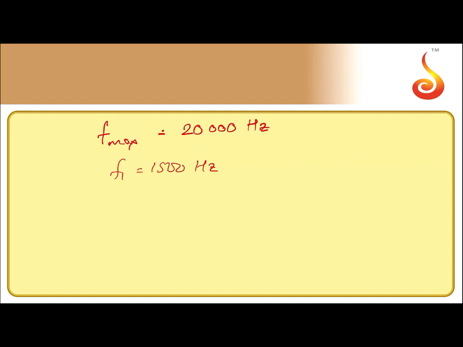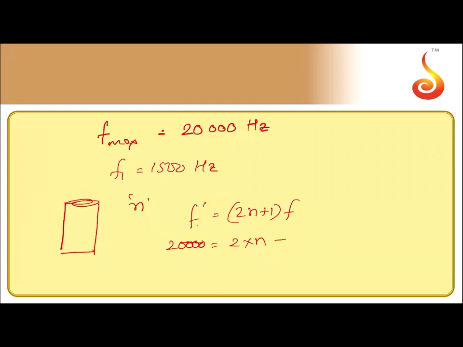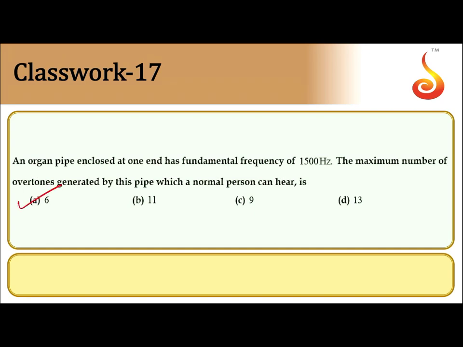And it is closed at one end, and open at the other end. Let n represent the overtone, then the frequency corresponding to nth overtone is given by 2n plus 1 into f. So the maximum number of overtones: 20,000 is equal to 2 into n plus 1 into f, that is 1500, which gives us n is equal to 6. A is our correct choice.